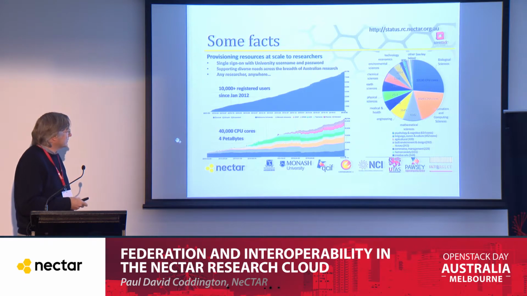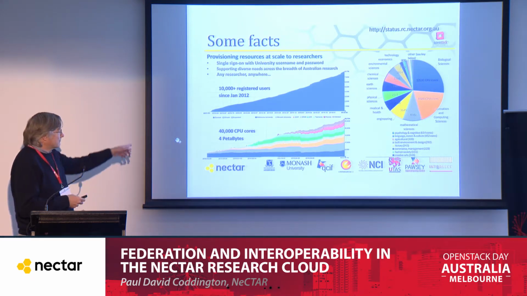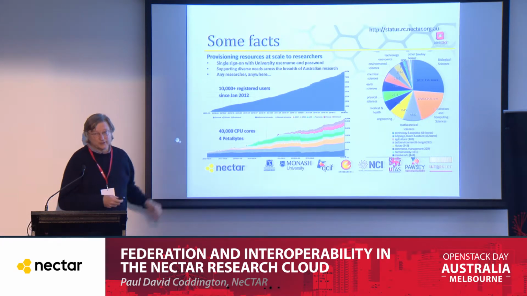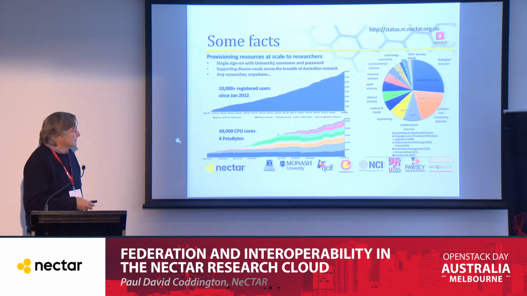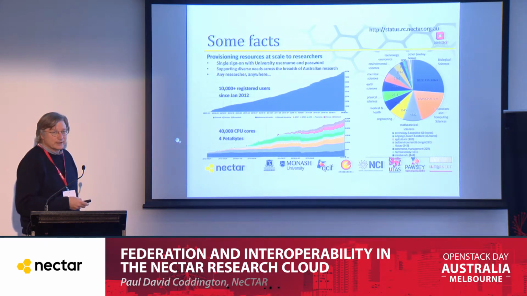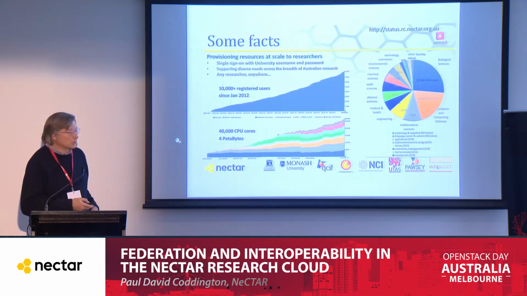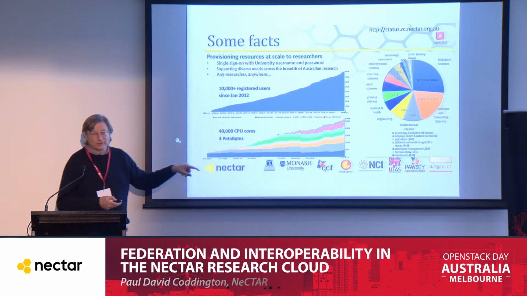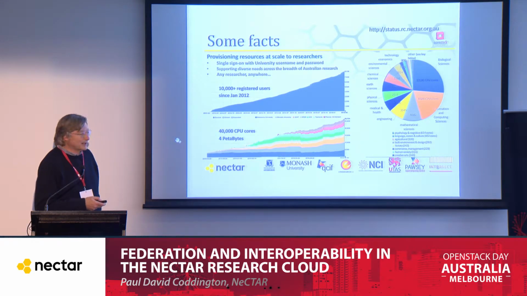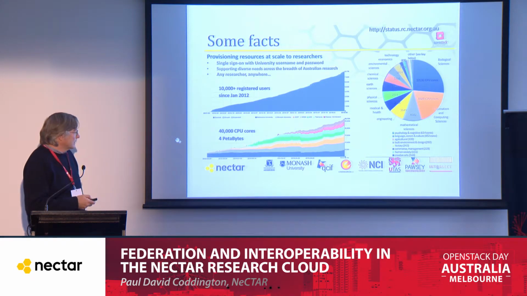So you can see the number of users here has been increasing, I think around 40% a year, fairly consistently since the cloud first went into production in the beginning of 2012. And the number of cores available has been gradually growing. The different colours here are the different partners that have come on at different times and added to the resource.